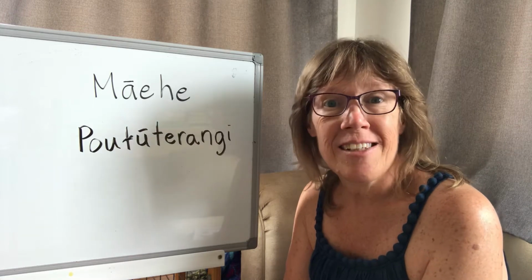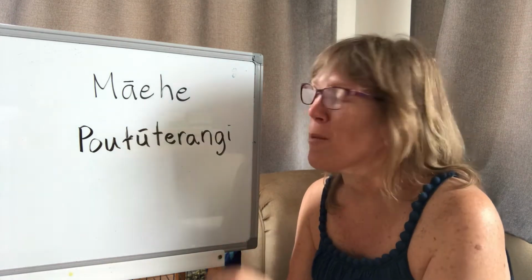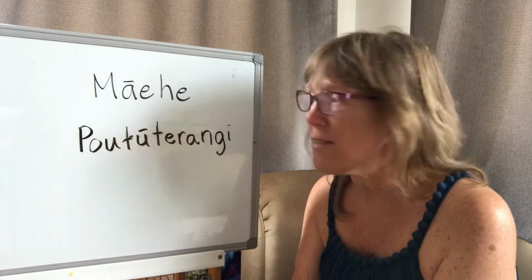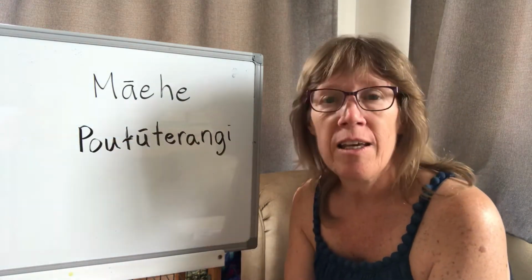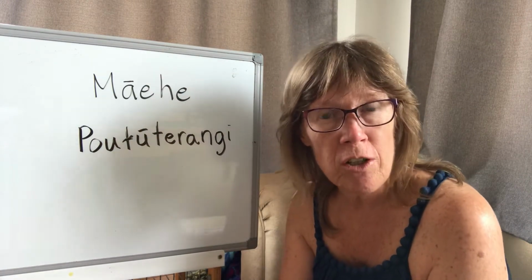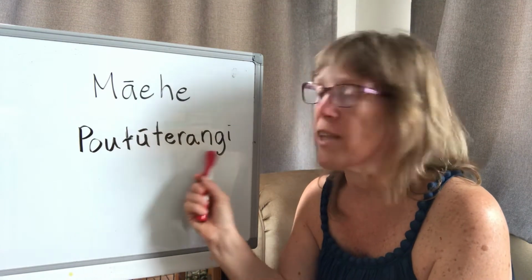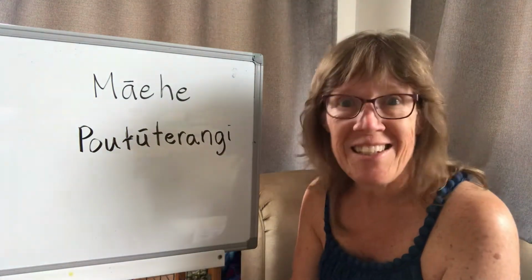Kia ora. It's nearly March, so I thought I'd tell you about the pronunciation of the Māori words for March. There are two options. Maehe, which is a transliteration of March, and this is the Māori word Pou tu te rangi.